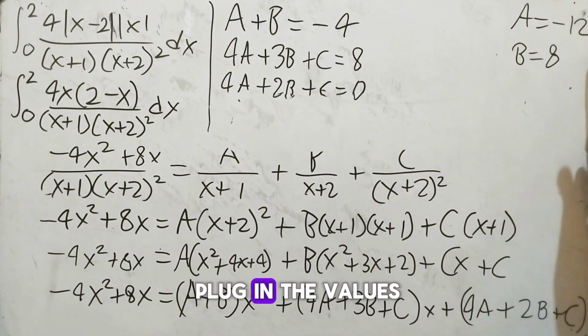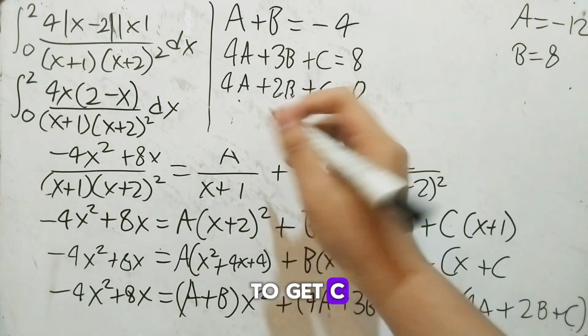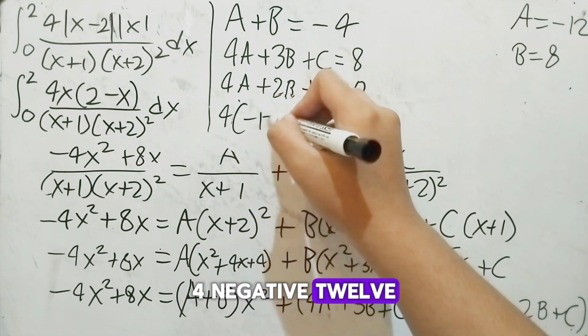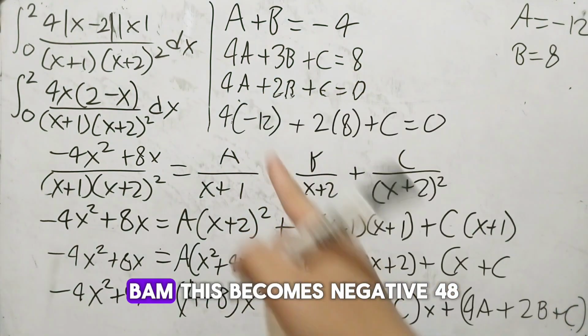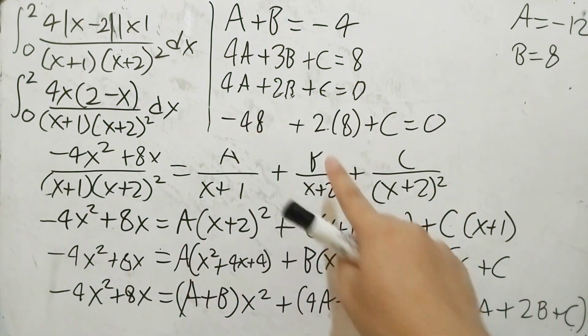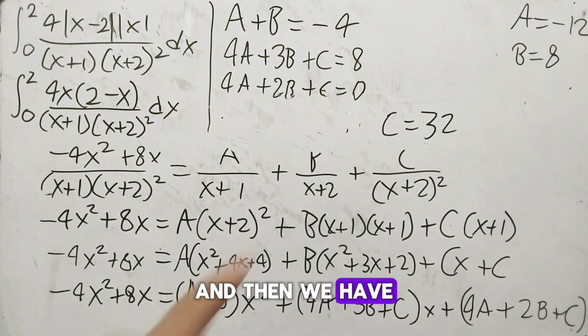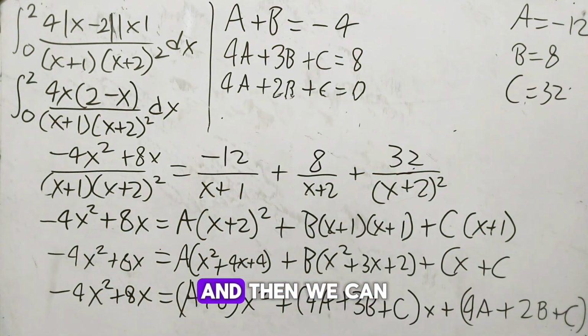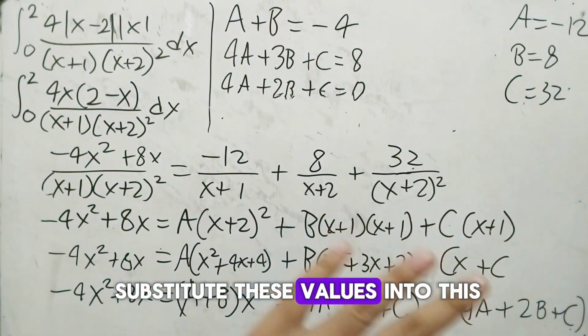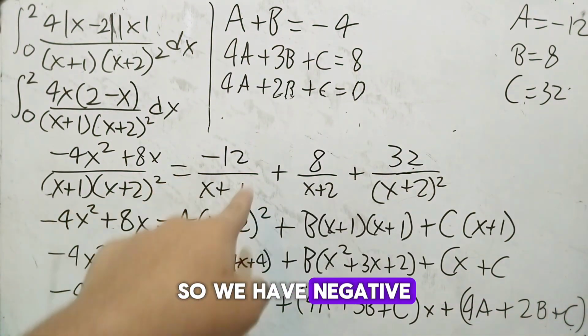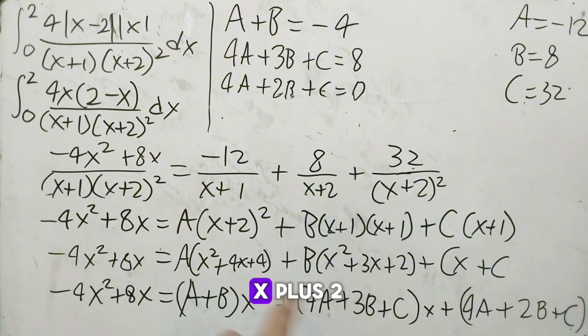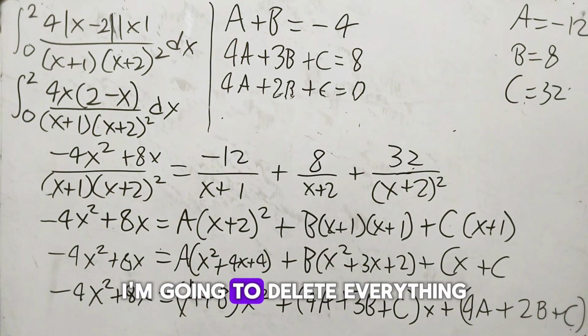And then we can plug in the values of a and b to get c. 4 times negative 12. Bam! This becomes negative 48. This becomes 16. And then we move these both over there, and then we have that c equals 32. And then we can substitute these values into this. So we have negative 12 over x plus 1, plus 8 over x plus 2, plus 32 over x plus 2 squared. I'm going to delete everything.